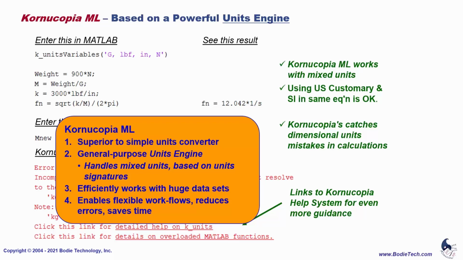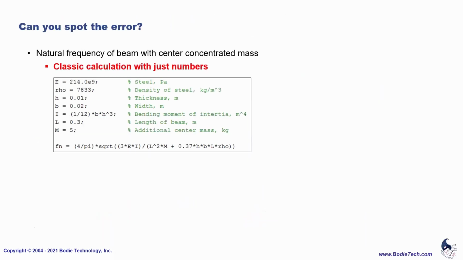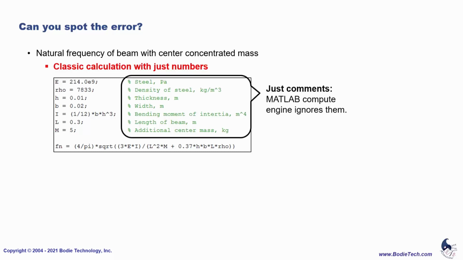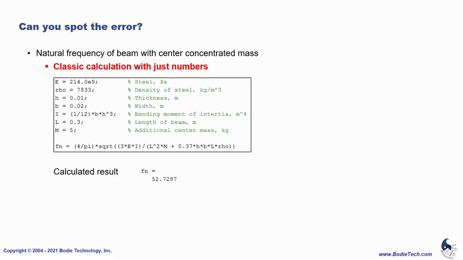Can you spot the error in this calculation of the natural frequency of a beam with a centered concentrated mass? First, we show the calculation using the classic approach, using just numbers. This information here in green are just comments for the user. The MATLAB compute engine ignores them. Thus, the MATLAB compute engine is only working with the numbers. Calculating the equation, MATLAB reports the natural frequency is a little over 52, and the engineer reports this as 52.7 Hertz. Is this correct? Can you tell?